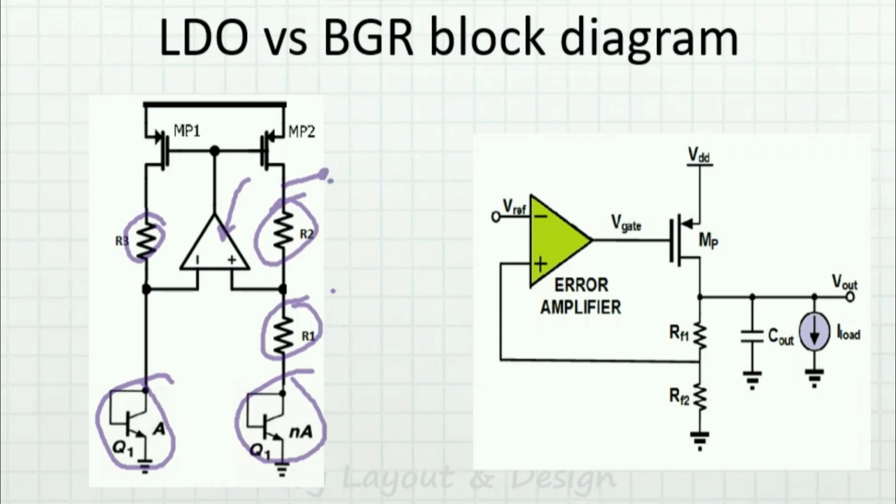Now let us look into the block diagram of an LDO. LDO has a pass element. If the load current is very high, then this pass element is very big. It also has a resistor divider, a capacitor, an error amplifier, and we will show it as VREF.